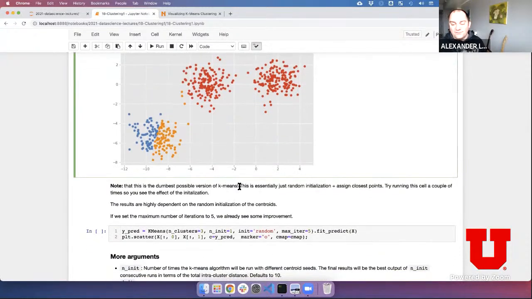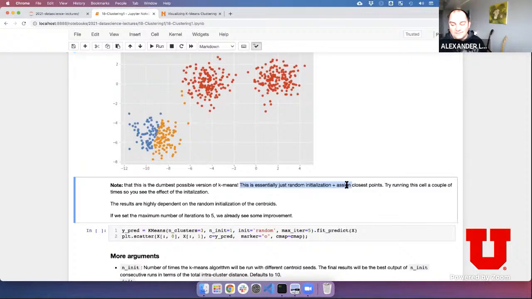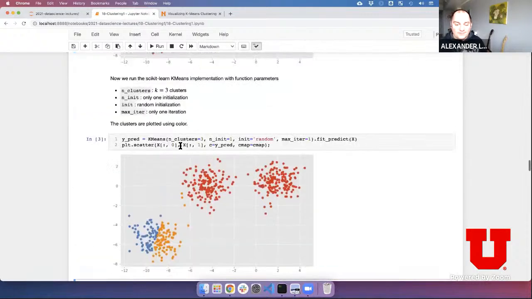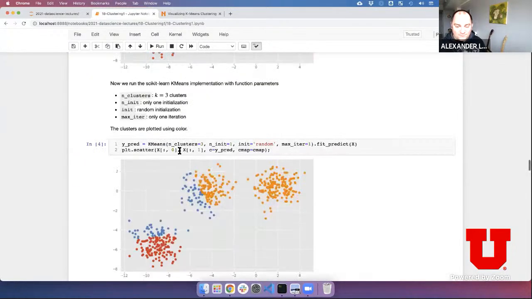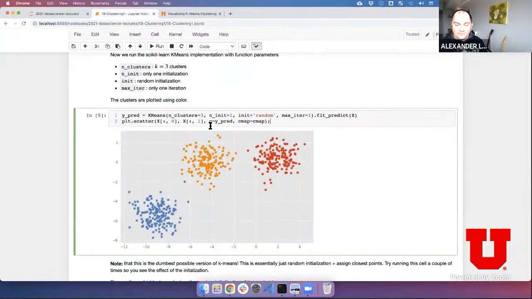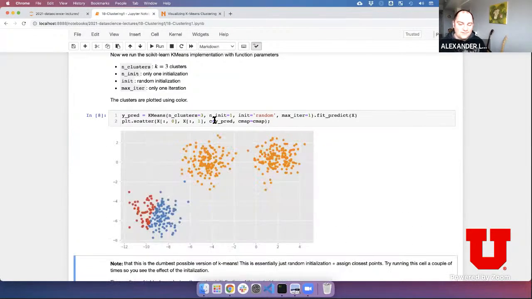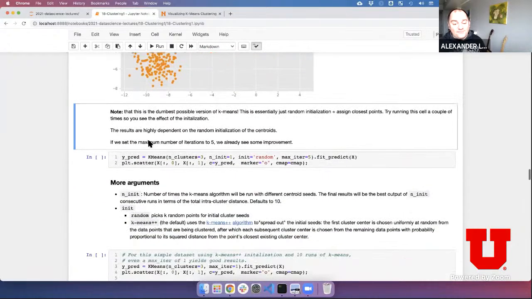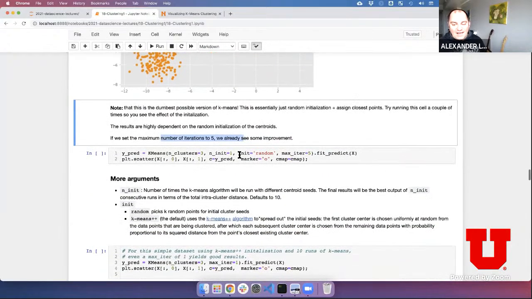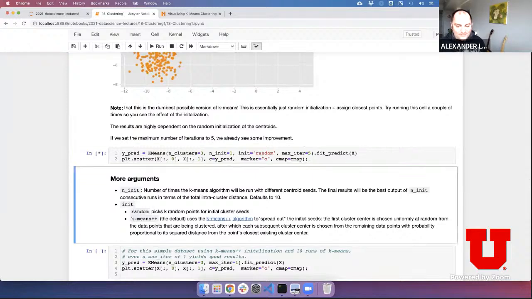So here we just have a random initialization and assign the closest points. If we run this a couple of times, we can see that the boundaries change. You can see here now, this looks actually fairly good. We were lucky with a cluster assignment. If we do this more and more often, we see that because we have a random initial assignment, the points here change. If we set the maximum number of iterations to 5, we already see an improvement.